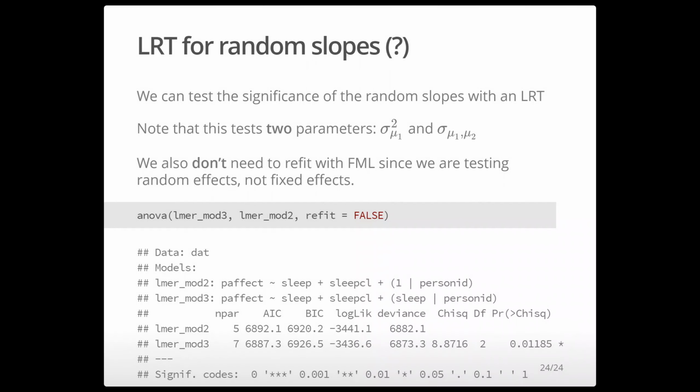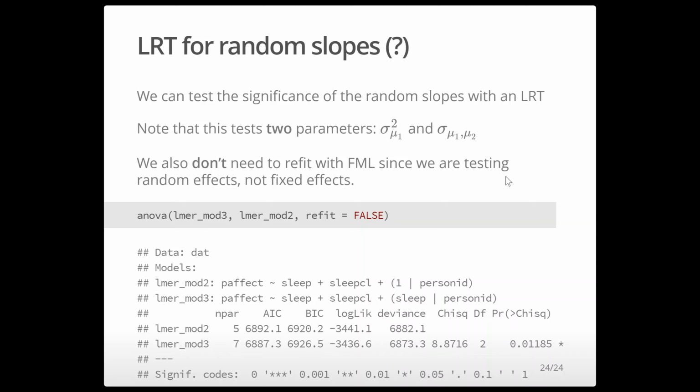So the last thing we're going to look at here is we can test the significance of the random slope with the likelihood ratio test. And I put a question mark here because, like before, this isn't perfect. Technically, we're still testing the boundary of the variance parameter sigma squared mu1. We're not testing the boundary of the correlation. We are testing the boundary of the random slope variance. And so technically, this is not perfectly chi-square distributed, but the profile confidence interval method is not going to work correctly here.